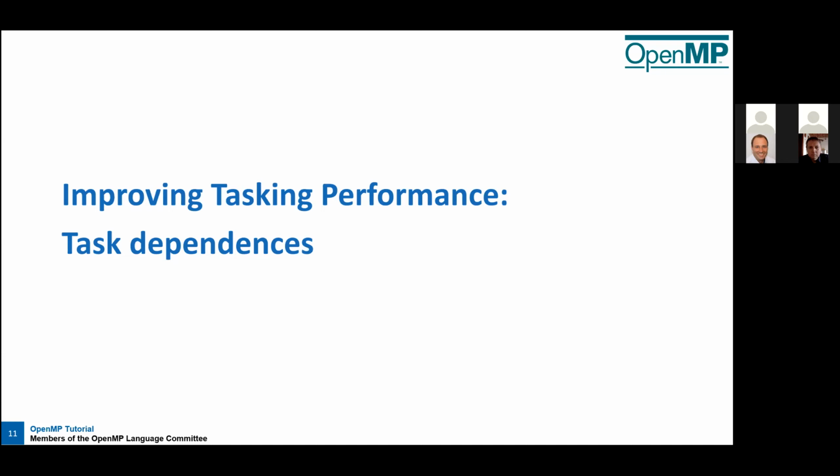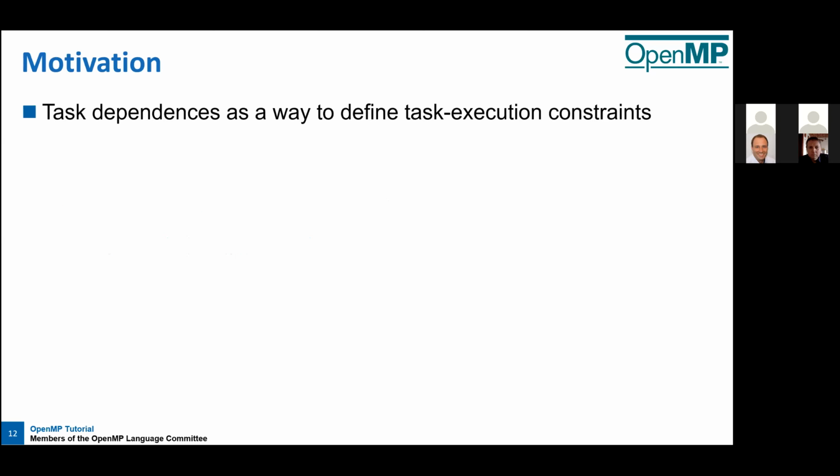But what if you want some more flexible mechanism to describe in which particular order the OpenMP tasks should be executed? And this is where task dependencies come in. Right? So these are a way to define task execution constraints. You basically provide a harness to the OpenMP implementation that describes in which order a particular set of tasks have to be executed so that there are no race conditions and your code is still behaving correctly. Let me give you an example.